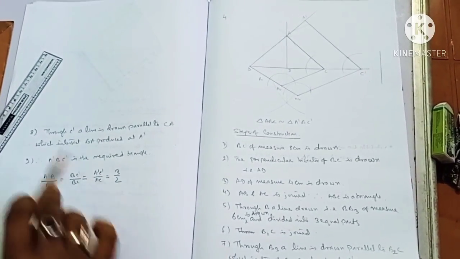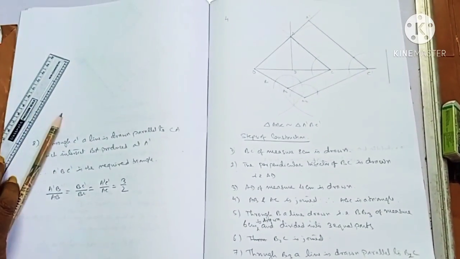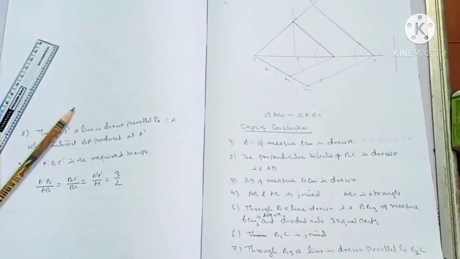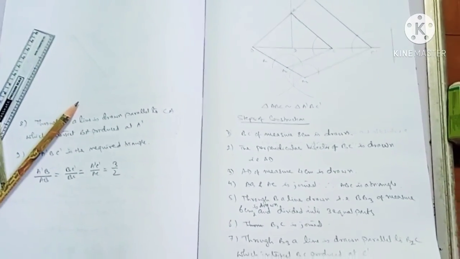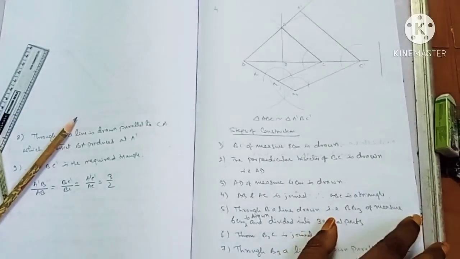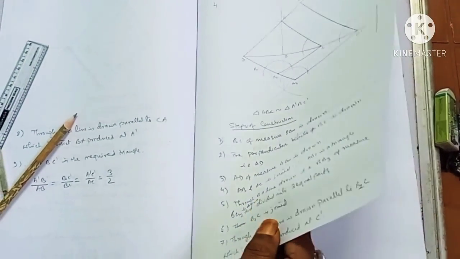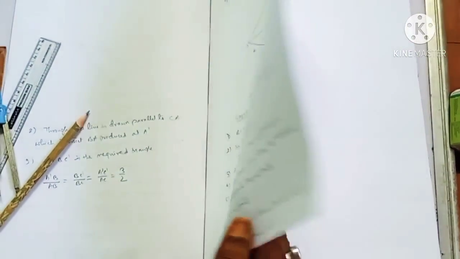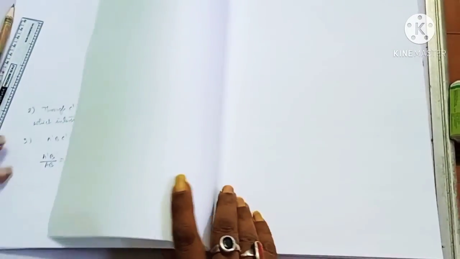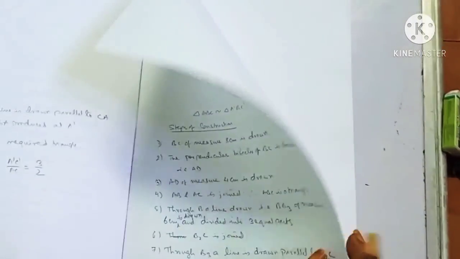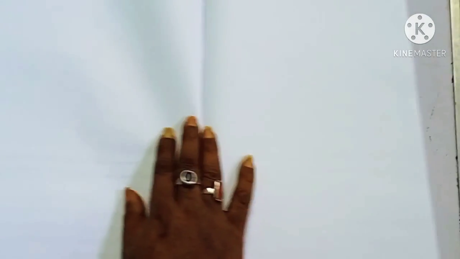This is your construction. Now one more question I can do for you, that is question number 5. The rest you can do yourself. If you try this, the same procedure has been used which I have drawn up to now, so you can draw it yourself.